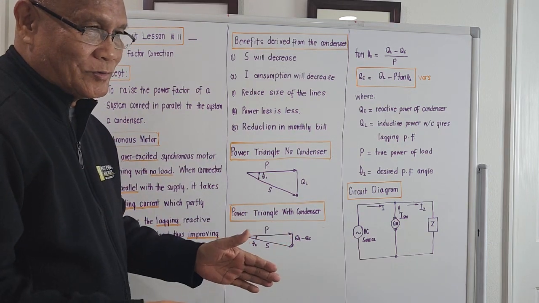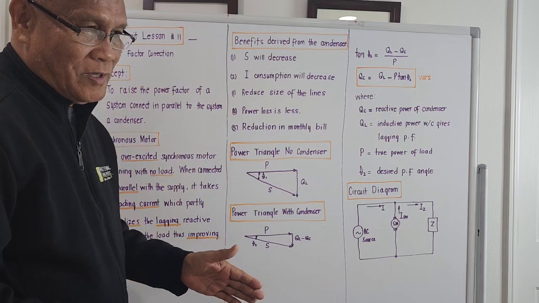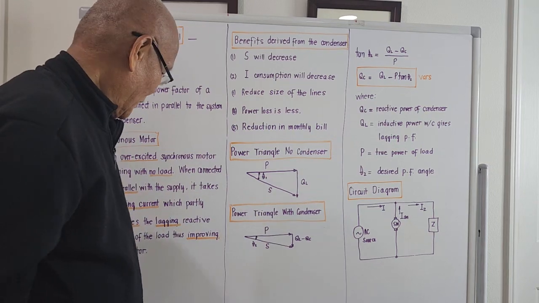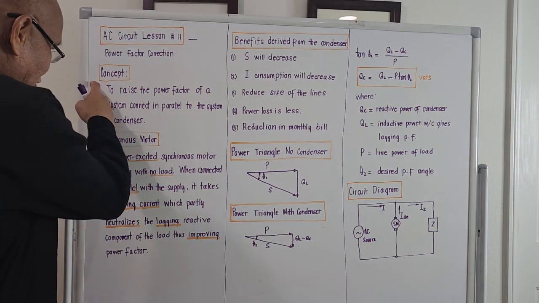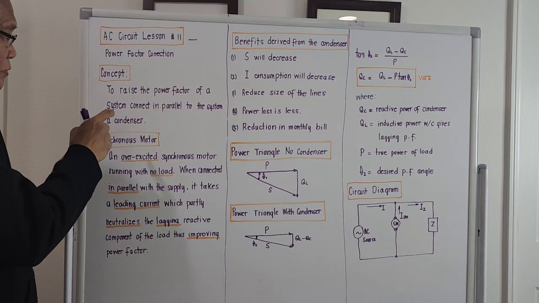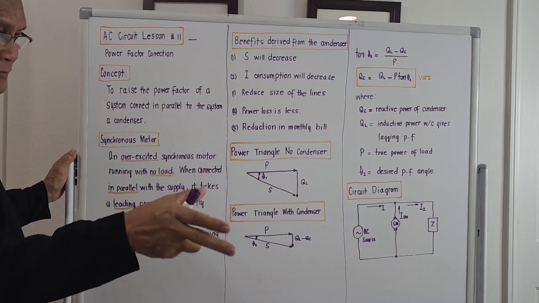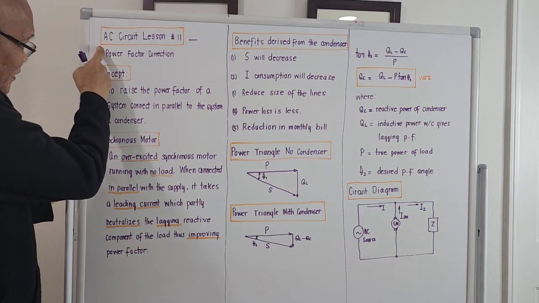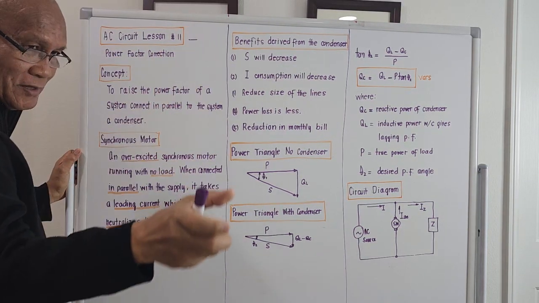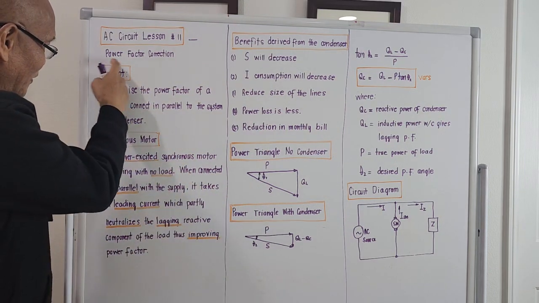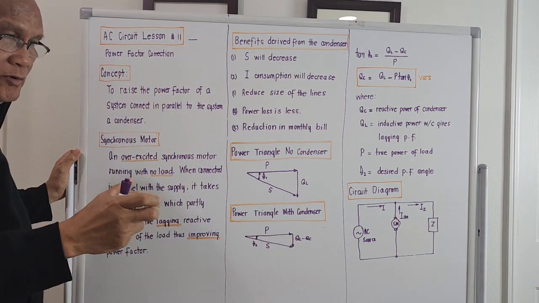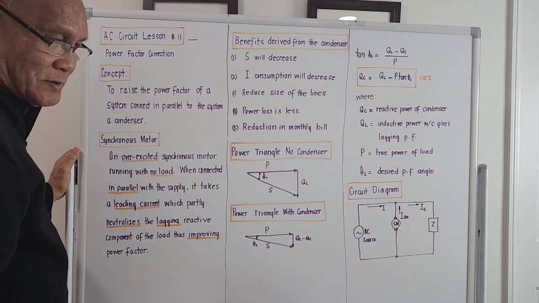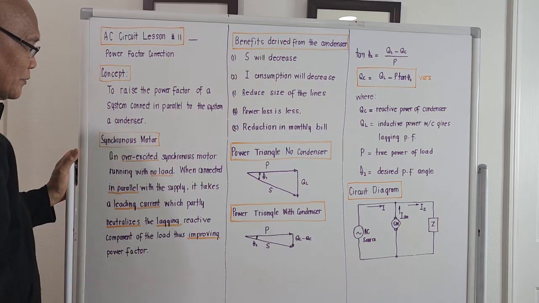Let's try to discuss first, what's the concept of the so-called power factor correction? This is the concept to raise the power factor. This is now Alternating Current Circuit lesson number 11, and the title of our topic is power factor correction. We will try to improve the power factor of our houses or business enterprise.